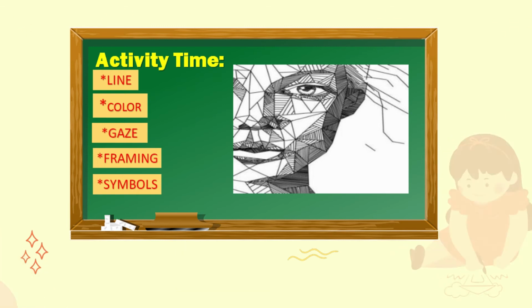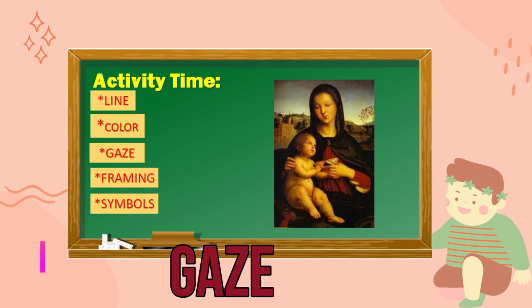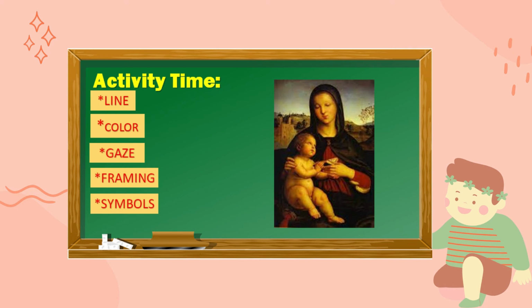Okay, now let's move on to another image. This one. What visual element is this? Yes, this visual element is gaze, because the image is looking at her child. So it is used to tell something to the one who is looking at the picture.